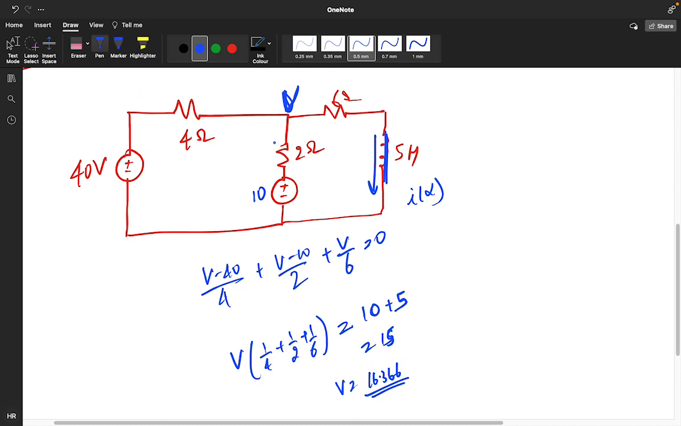So what will be the I of infinite current? So 16.366 divided by 6. So 2.727. I of infinite you will get 2.727 ampere.